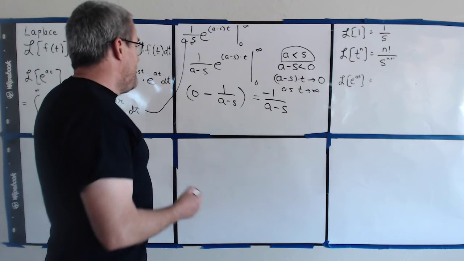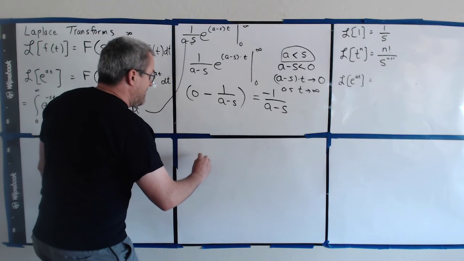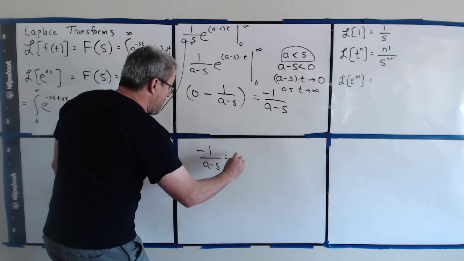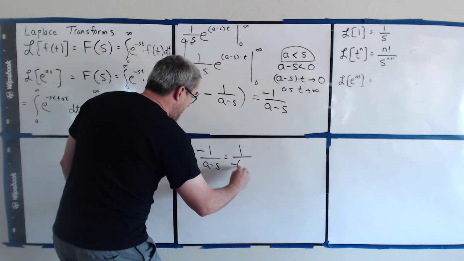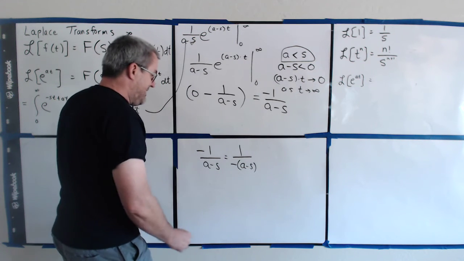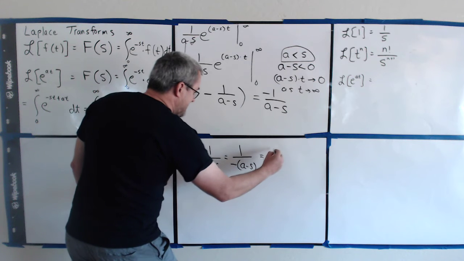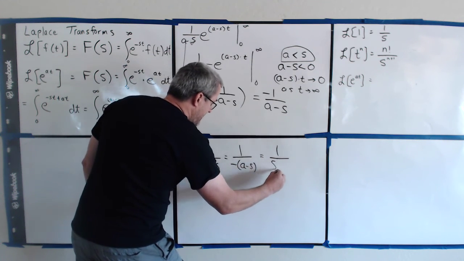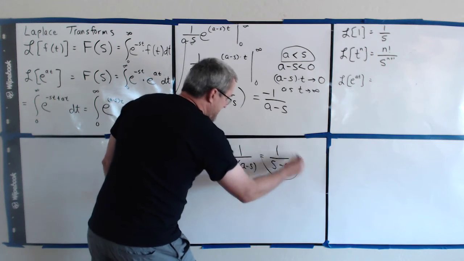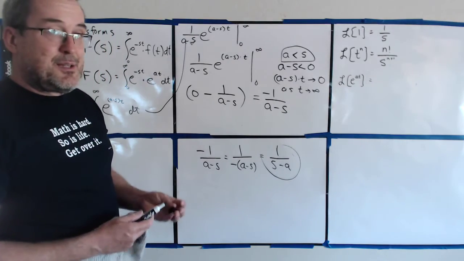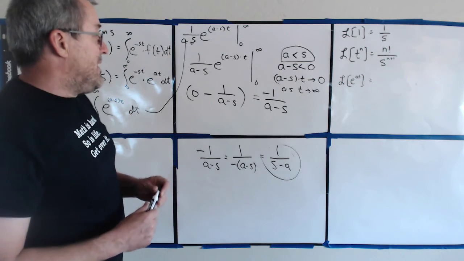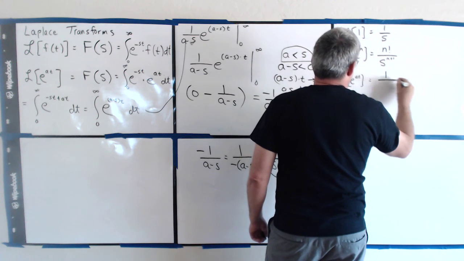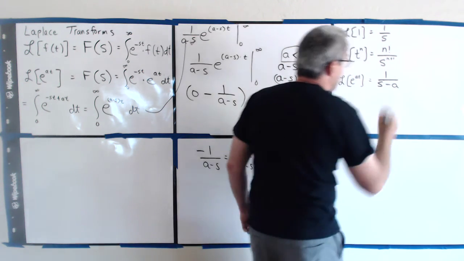You can leave it that way, but it's conventional to do a little bit of algebra on this. Instead of saying negative 1 over a minus s, we can equivalently say 1 over negative a minus s. And if you distribute that minus sign through, we can say 1 over negative a plus s, or s minus a. And so that's a more conventional way to express this Laplace transform without the negative 1 in there. So yes, we're going to say the Laplace transform of e to the at is 1 over s minus a.